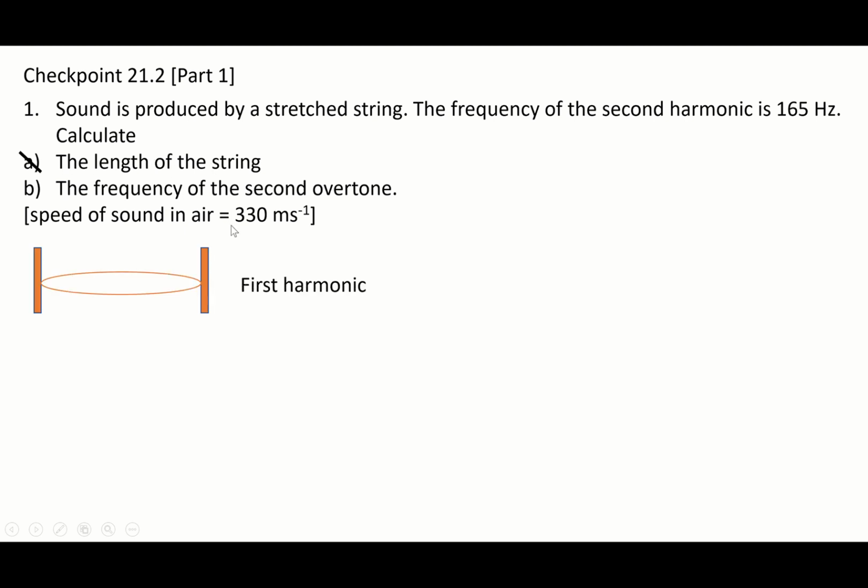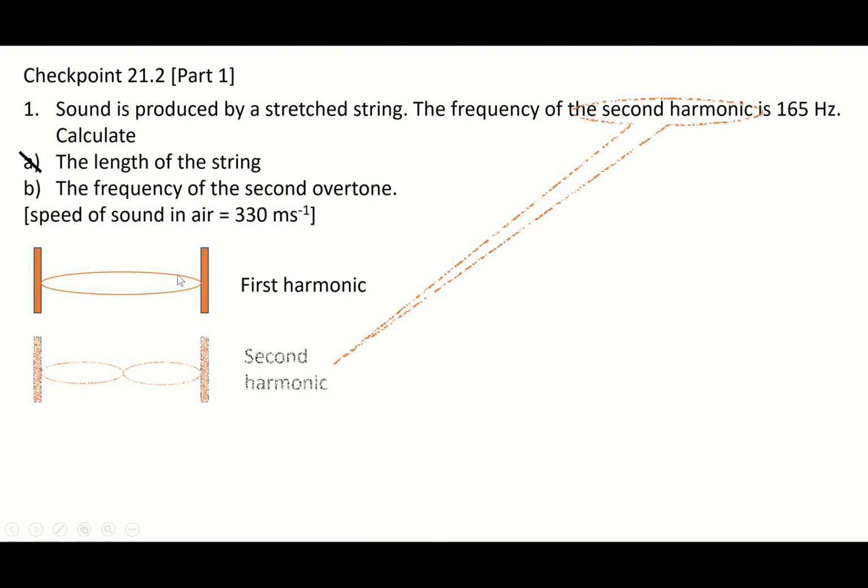So first question. The first harmonic is what we discussed in the previous slide. The second harmonic means the shape of the wave forms two loops here, and we are going to determine the length of the string. From the shape of the wave, we have three nodes and two antinodes. That means the shape of the wave equals lambda, and equals the length of the string.